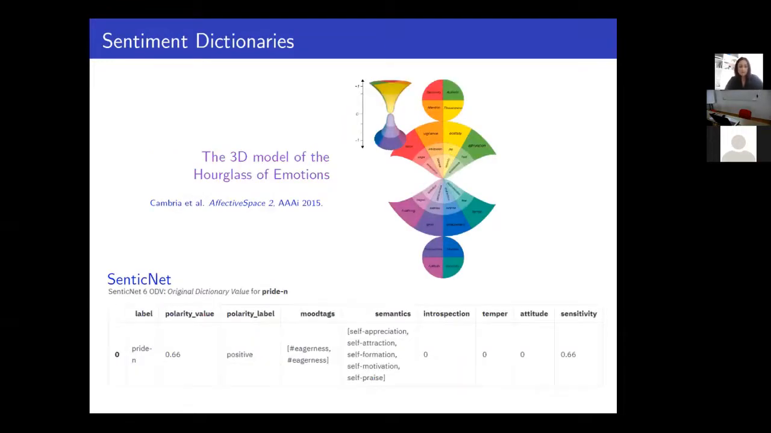Furthermore, there are sentiment dictionaries that have different dimensions or consider emotions in various aspects, like sensitivity, attitude, attention. So you can see that the polarity score, which is a single representative score that you can use for the word pride in the SentiNet dictionary, has these 4 dimensions here, but it's propagated from sensitivity. So others are just 0.